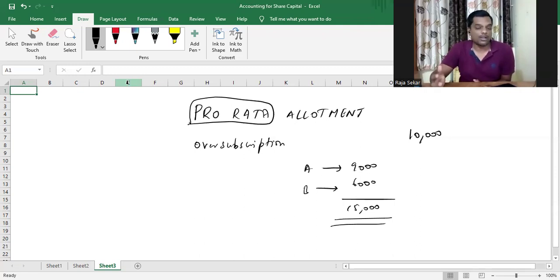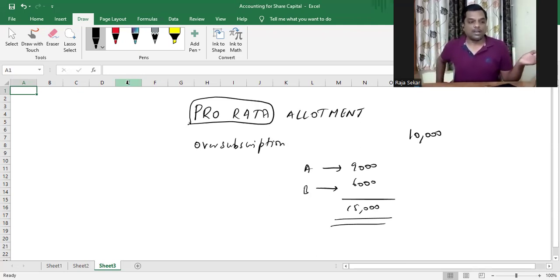Now, can the company go ahead and allot 15,000 shares in a situation where it is only offering 10,000 shares for subscription? That is not possible. Am I right? The company can only allot 10,000 shares as it has promised the public. So what can the company do? It can reject a certain number of applications of A and a certain number of applications of B, and allot only that many shares to A and B in such a manner that the total number of shares allotted remains 10,000.